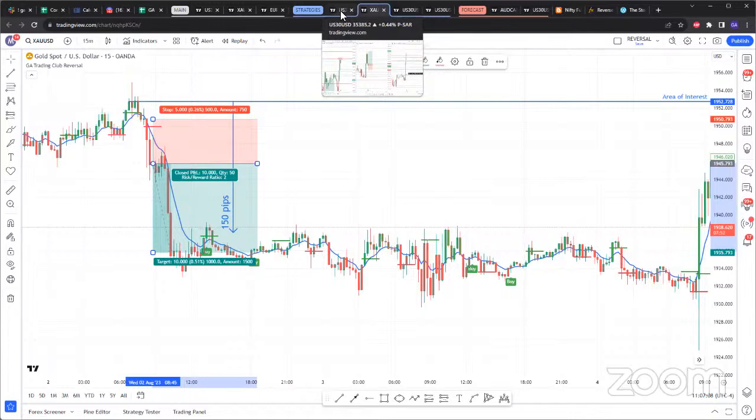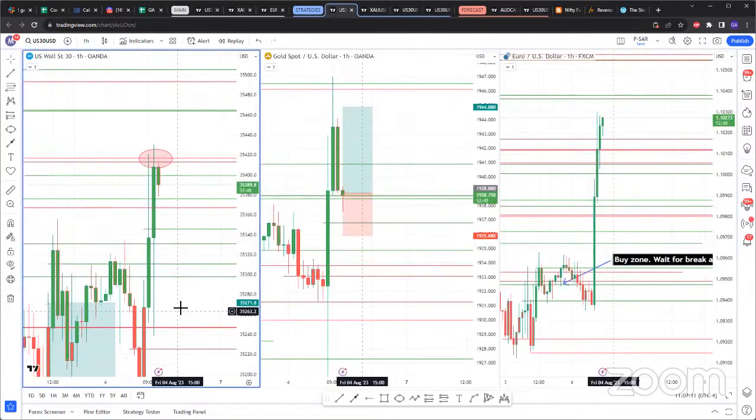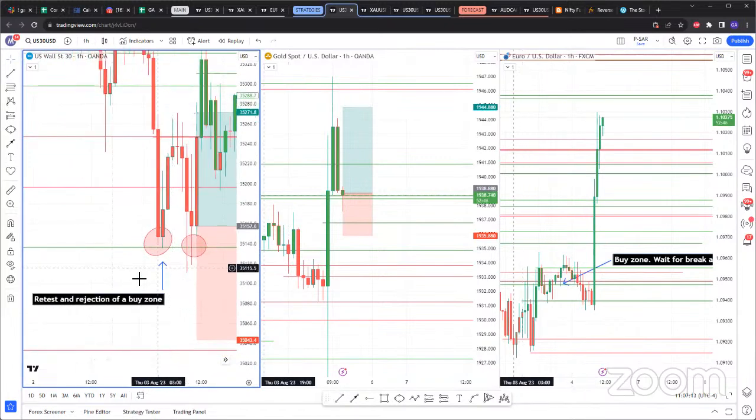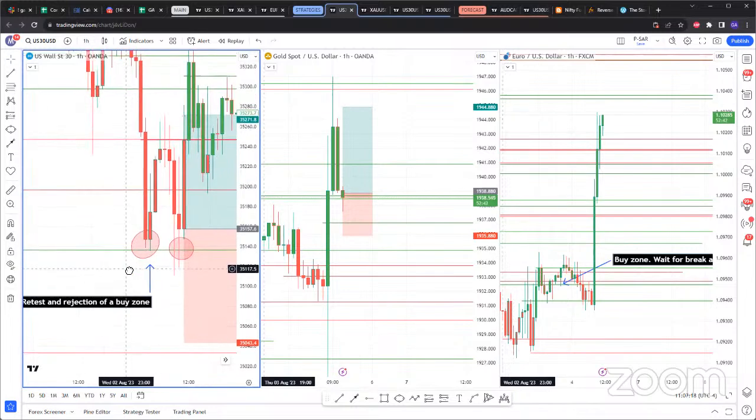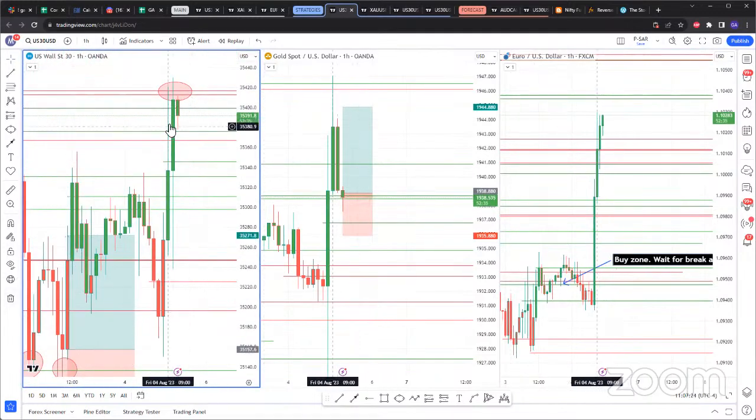I just went over how to trade parabolic break and retest, or rejection and retest. Depending, if the parabolic buy is at the bottom, you'll have a retest and rejection. If the parabolic buy is at the top, you'll have a break and retest.